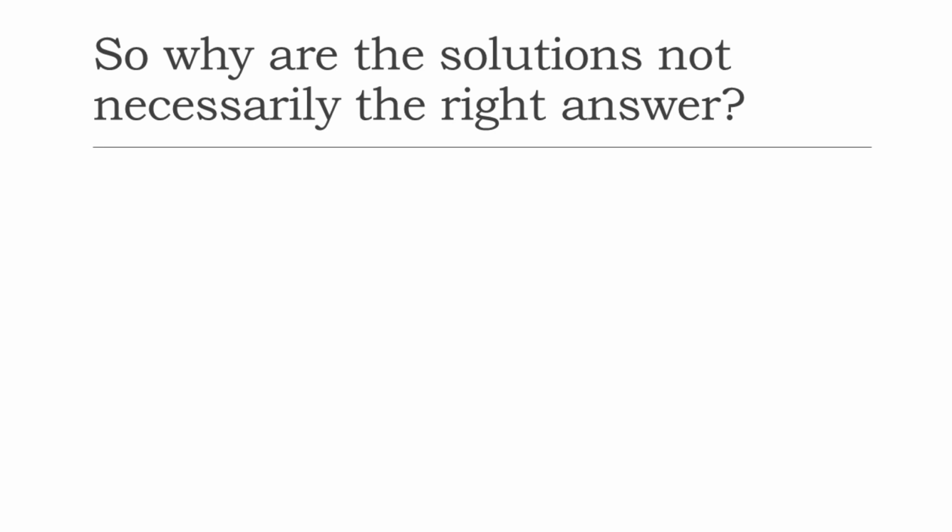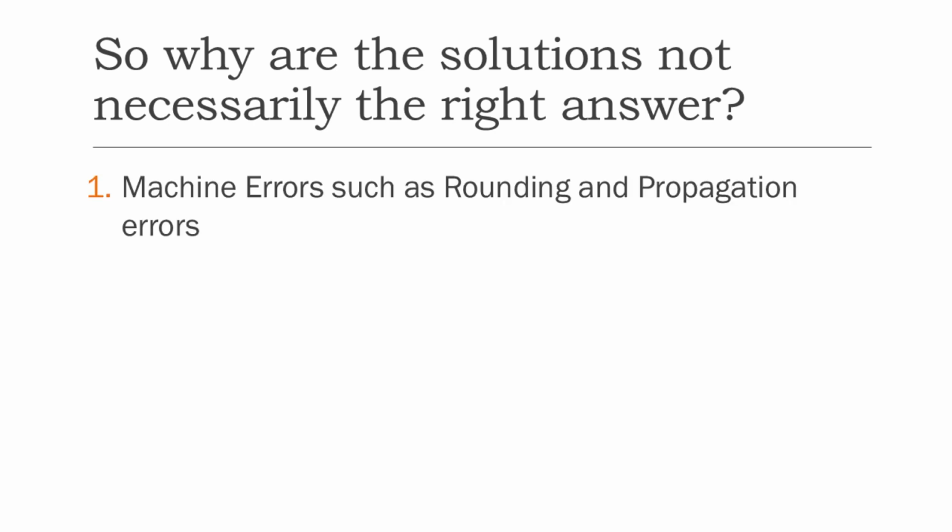So now we're ready to go back to the very heart of the issue we raised at the start of the video. Why are the solutions provided by the computer not necessarily the right answer? As we've seen, it's because, number one, machine errors cause distortions to the numerical accuracy. So a weird number comes out unexpectedly, like adding 0.1 and 0.2 and getting 0.3000004, which is very near 0.3, but it's not exactly 0.3. So you get this weird number.